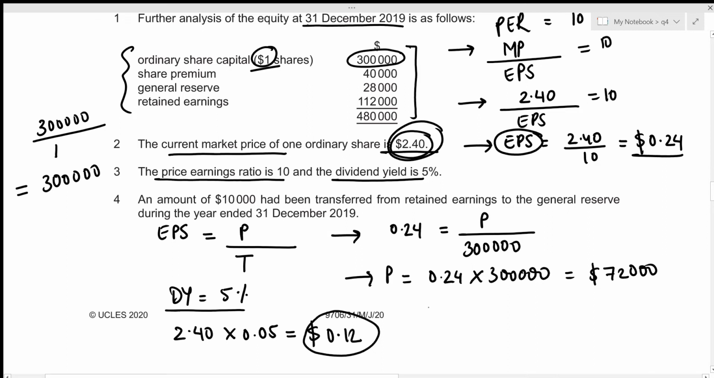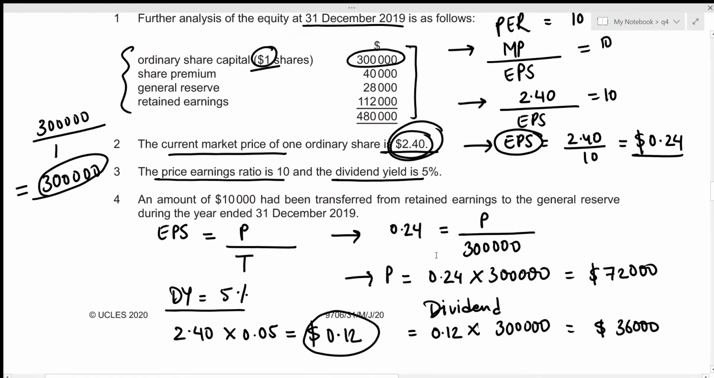Let's figure out the total dividend. In order to figure out the total dividend, we can just multiply the per share rate with the total number of ordinary shares, which we figured out above to be 300,000. Let's multiply these together. And this will give our total dividend paid in this particular year to be 0.12 times 300,000, which results in the value of 36,000.